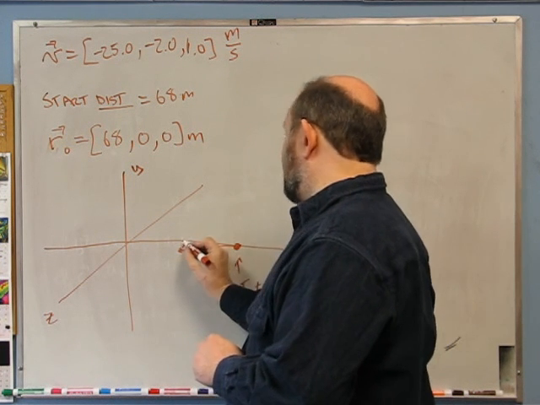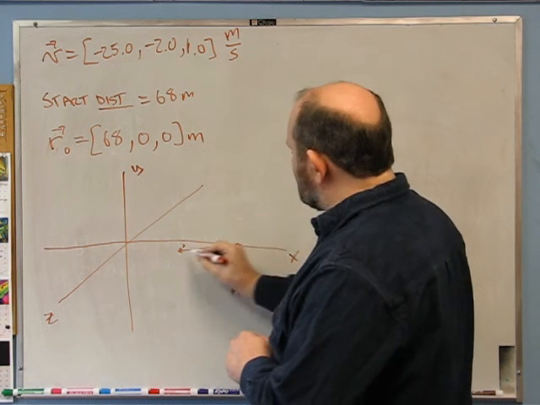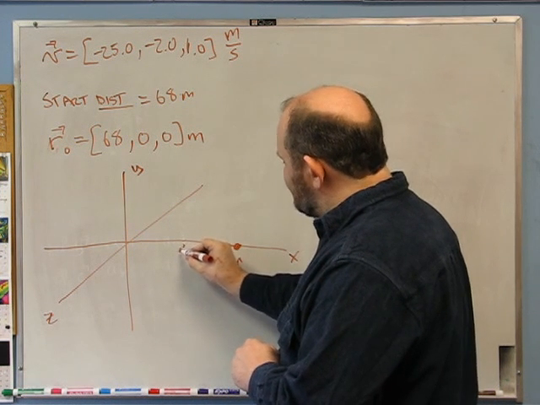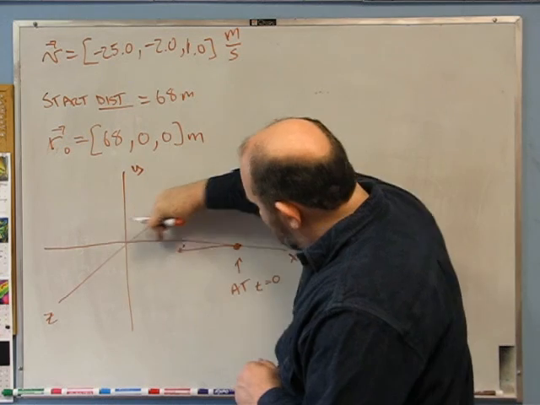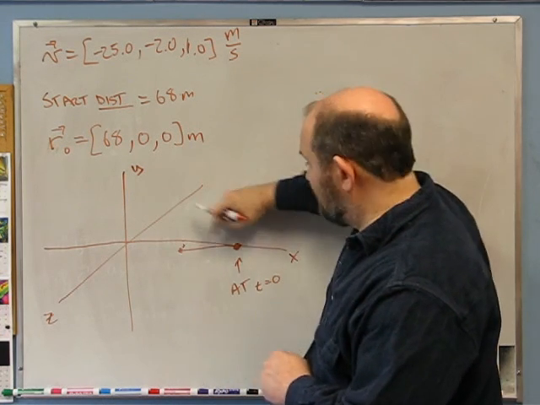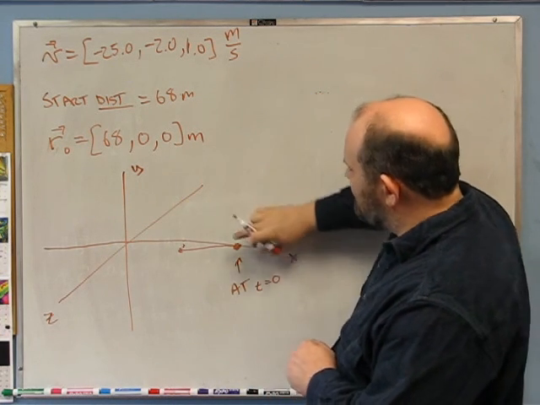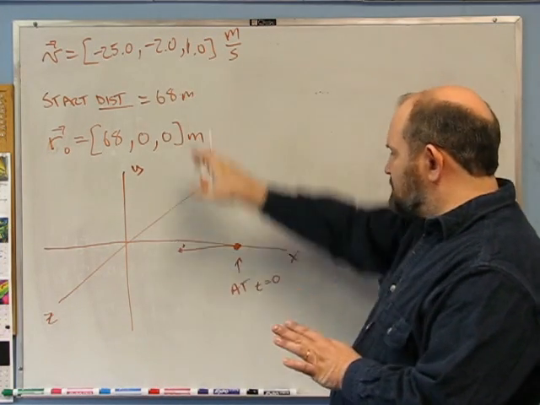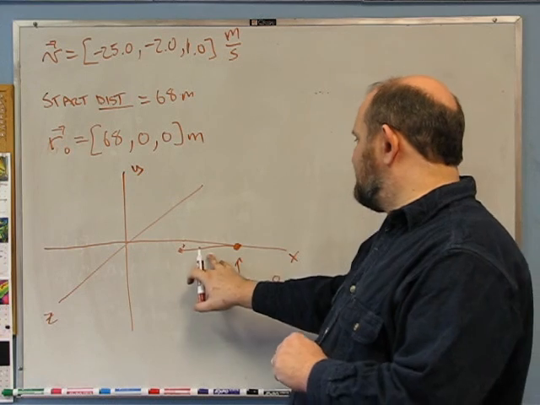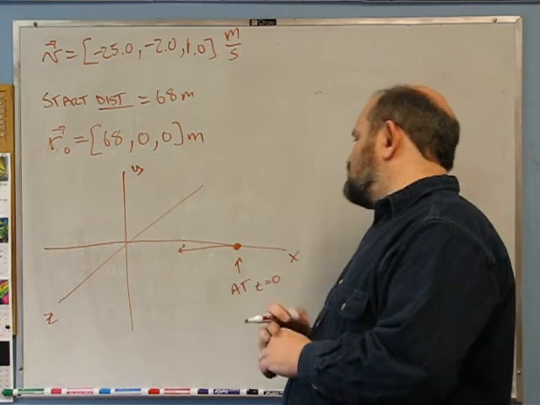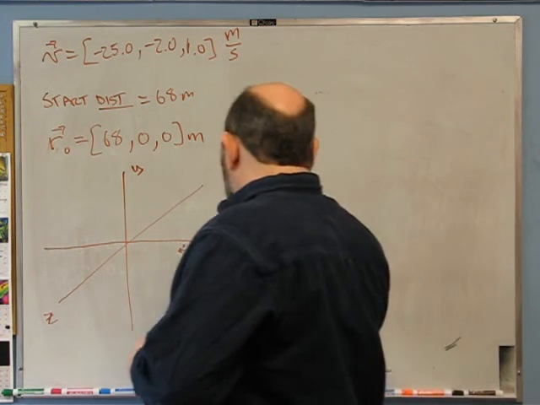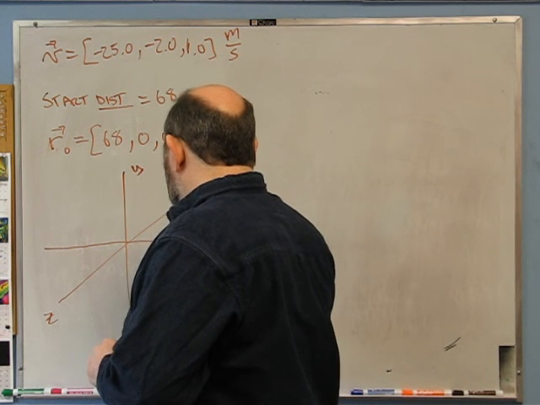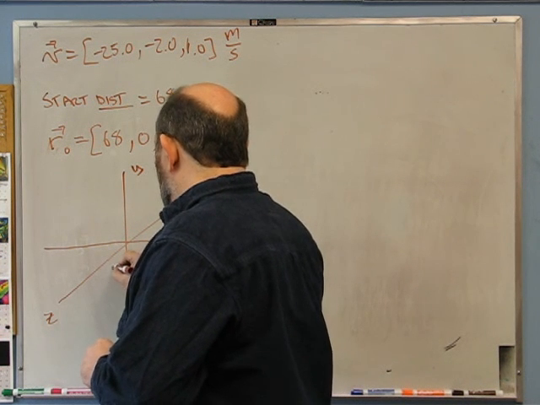Right, so that's 25 to 1, but again, this is meters per second, so this doesn't have to be 25 compared to this 68, because they're not comparable. This is 68 meters. This vector has a magnitude close to 25 meters per second, so you can't compare this to this. So I'm just going to draw it in that direction.